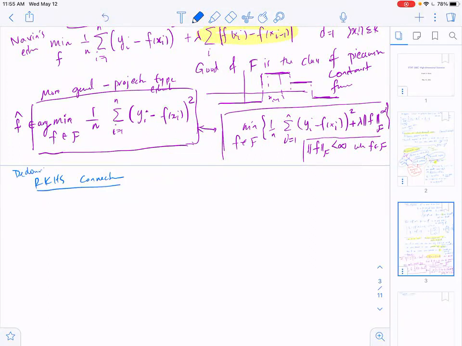How many people have seen RKHSs or kernel methods, things like this? RKHS, kernel, okay. Naveen, anyone else? Hilbert spaces, math people should have seen these, right?